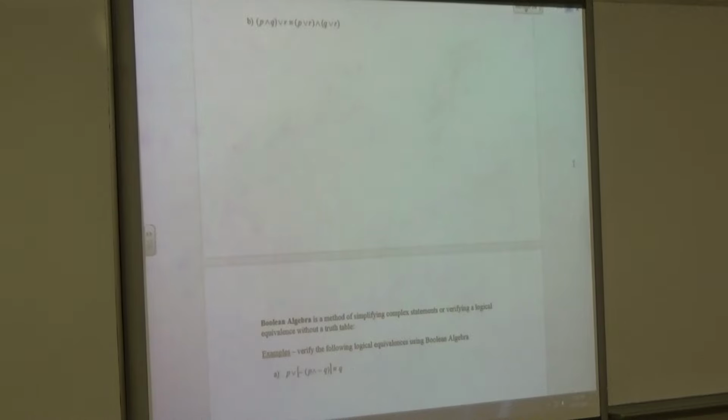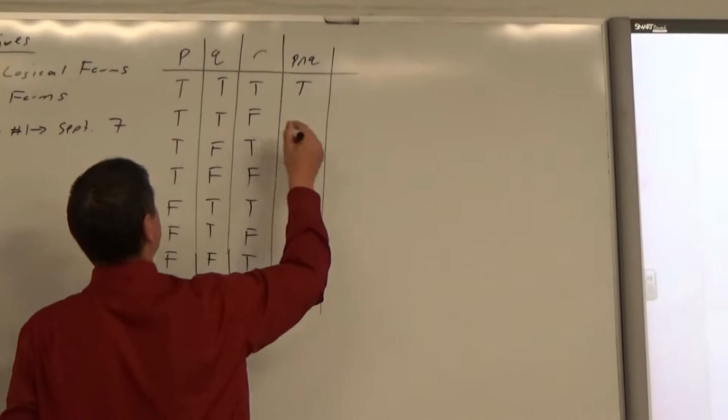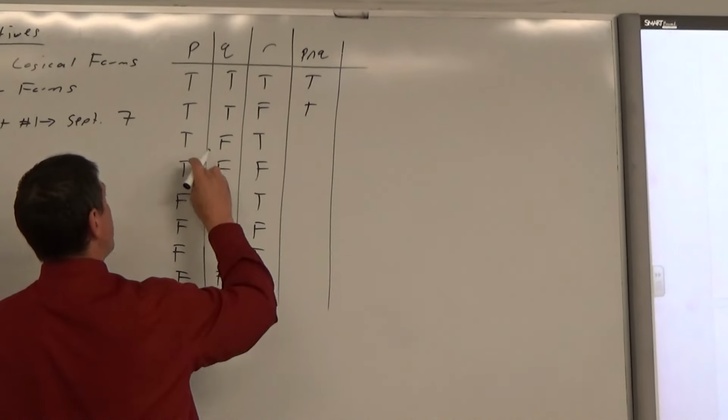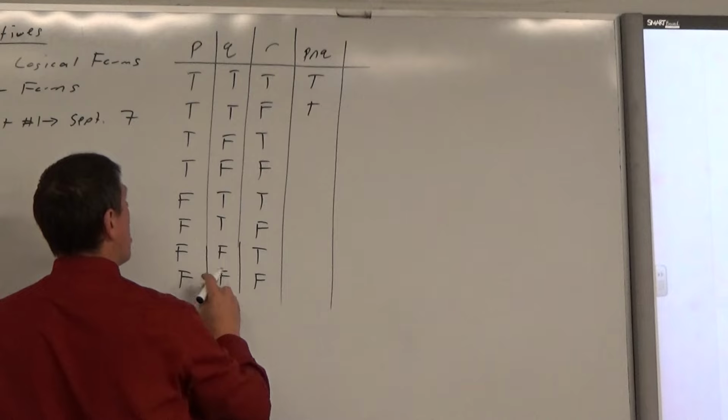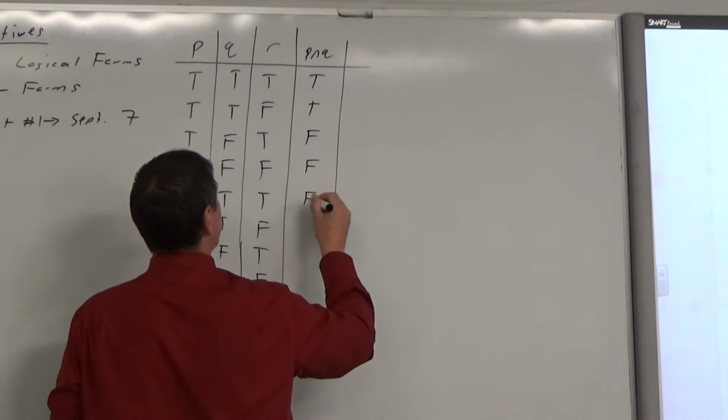And you guys remember from last time that for a conjunction to be true, both of the statements must be true. So true and true leads to true. True and true leads to true. And then I believe the rest of these are going to be false because each of the remaining 6 rows contains at least one false for P and Q.